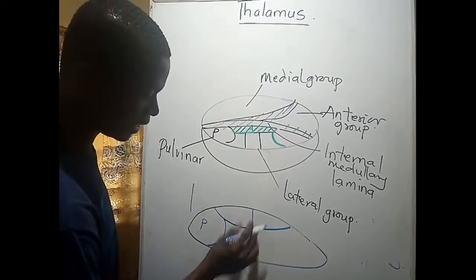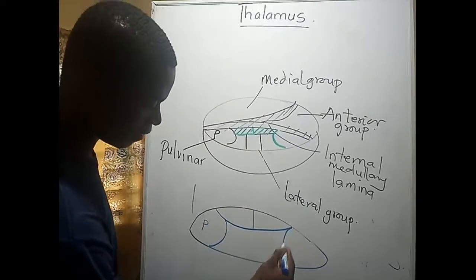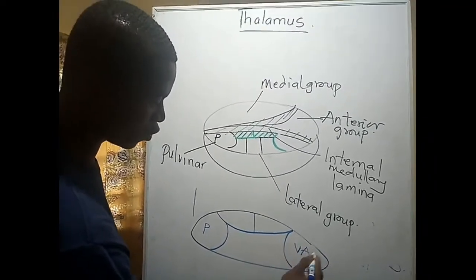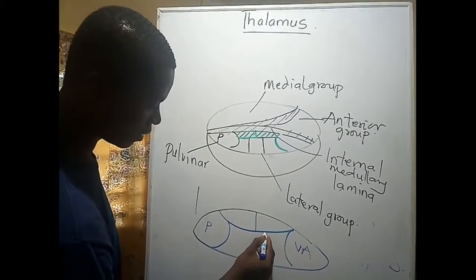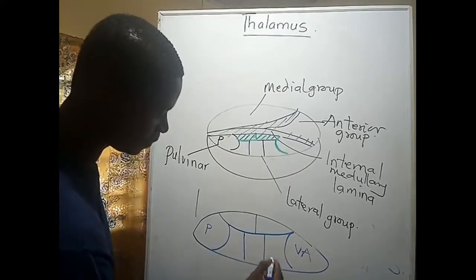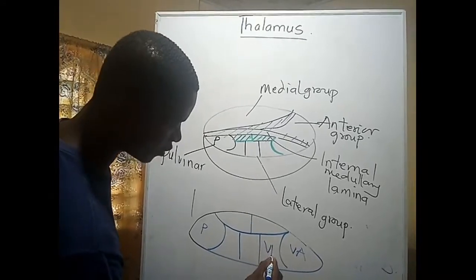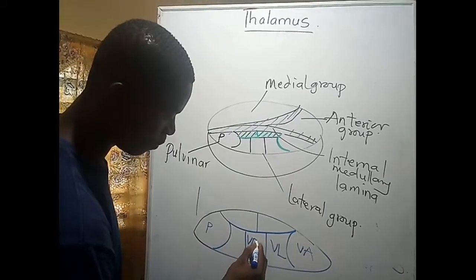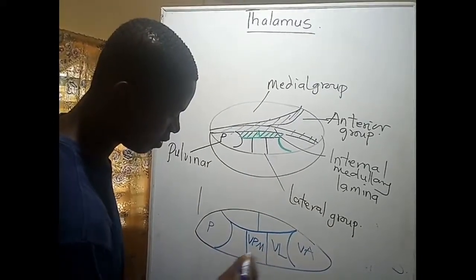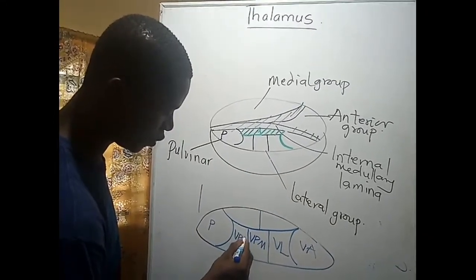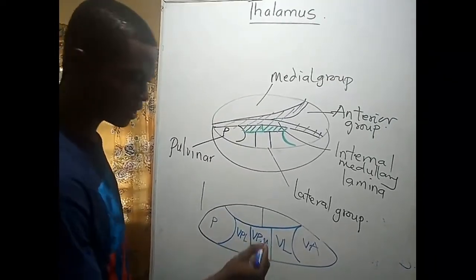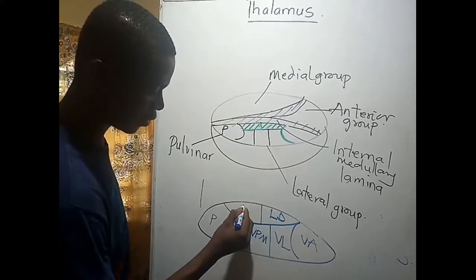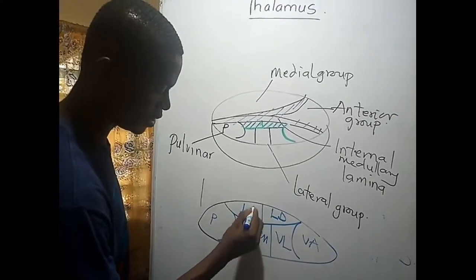The dorsal group is divided into two, and then we have a ventral anterior group, and then we have a ventral lateral group, and then we have ventral posterior medial, and then ventral posterior lateral. Now the dorsal tier, we have the lateral dorsal, and then we have the lateral posterior.